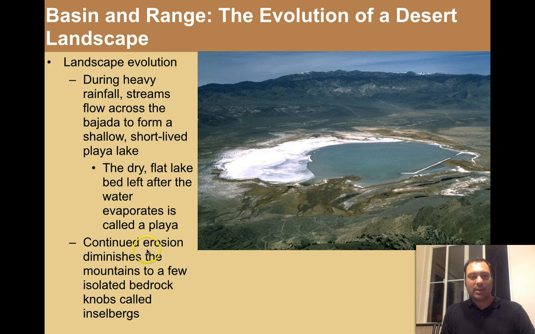So continued erosion diminishes the mountains to a few isolated bedrock knobs called inselbergs. So basically what's up here is trying to get down into here, right? The earth doesn't like really large holes, and it doesn't like really deep holes or really high mountains. It's trying to always level things out, take things that are high and put them into the areas that are low.